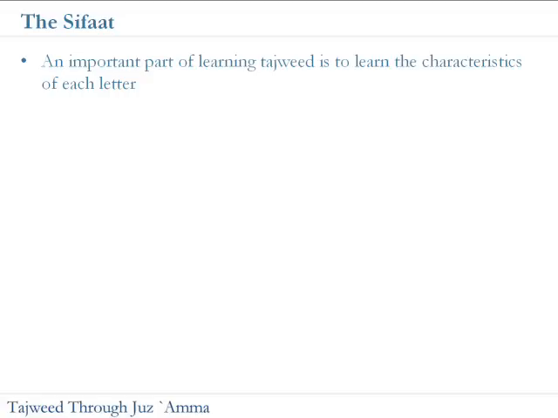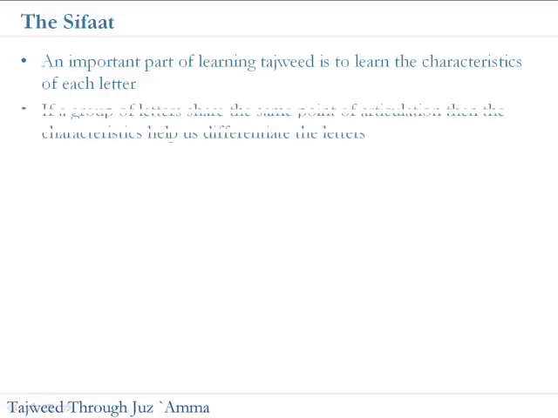However, this is really mastered with a teacher of tajweed who will point out mistakes as you recite your surahs, and it takes a while to master this. So the importance of these attributes or characteristics comes into play when a group of letters share the same point of articulation, i.e. the same makharij, then sometimes it's difficult to differentiate the letters, and they're actually differentiated by the different characteristics that the letters have at that point of articulation.